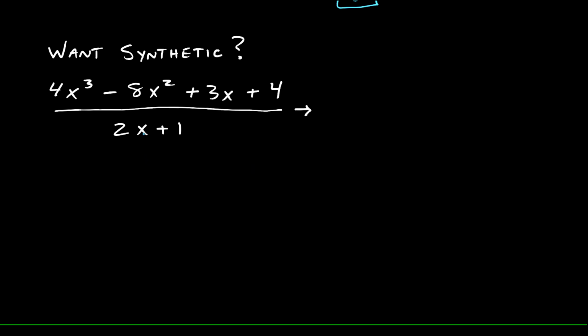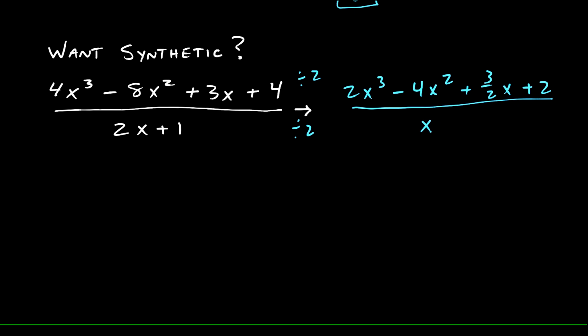Well, yeah, you could, because it is an x. So if you were to divide the numerator and the denominator by 2, we would have 2x cubed, and it's going to be an equivalent statement, minus 4x squared plus 3/2 x, or 1.5, plus 2 over x plus 1/2. It is now in the form of x minus k. So we'll go ahead and look at the 0 of x plus 1/2, which is negative 1/2.